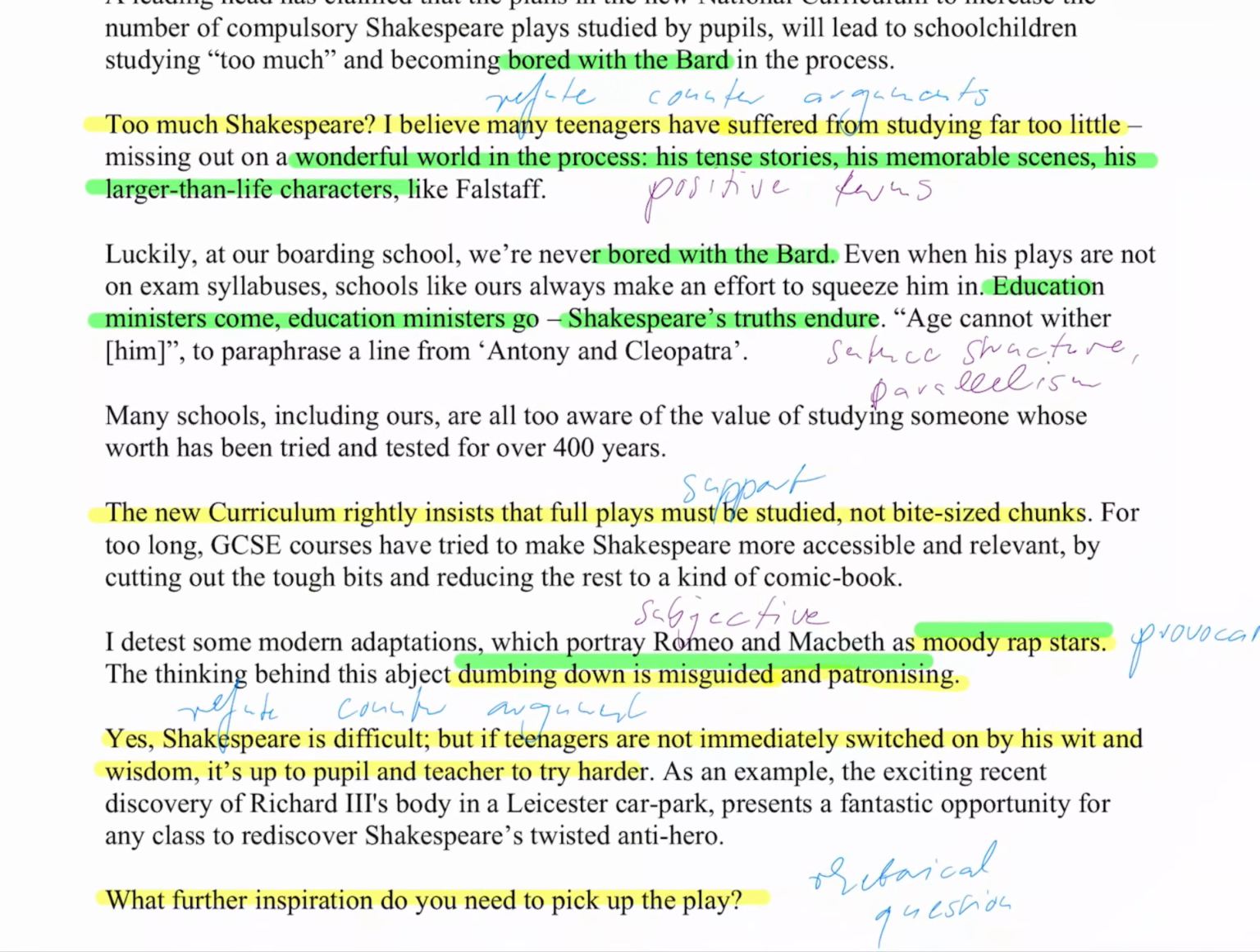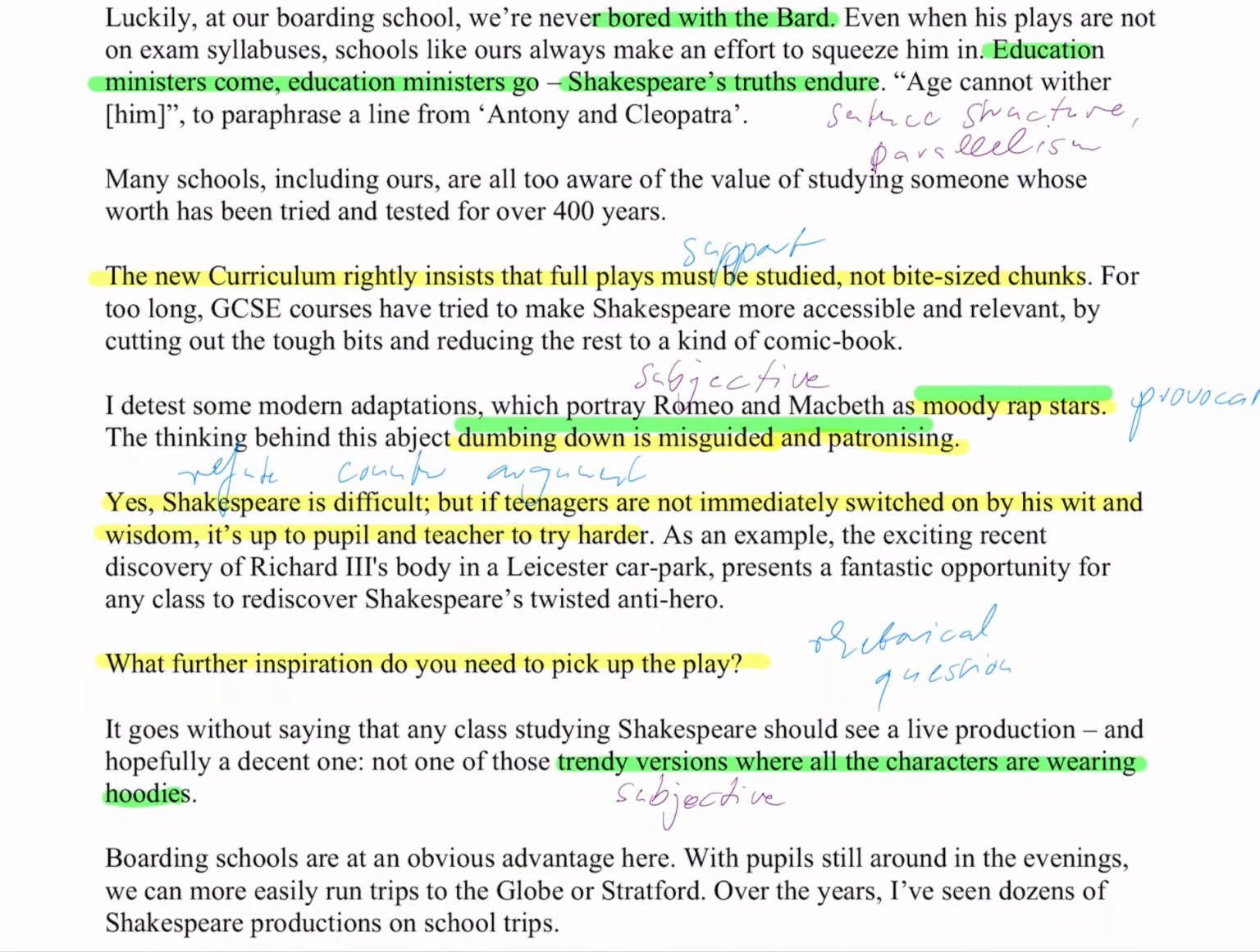Further down here, he says the new curriculum rightly insists and so forth. Here, he's using this curriculum to support his own opinion. He's making clear that his opinion is the same as that of the education ministry, and this curriculum supports what he thinks. His language becomes provocative down here, as I said, when I talked about language, when he describes these modern adaptations as having moody rap star characters, or that this is dumbing down. So it's clearly provoking people who might think the opposite, who might think these adaptations help young students understand.